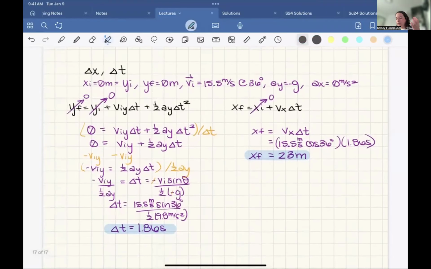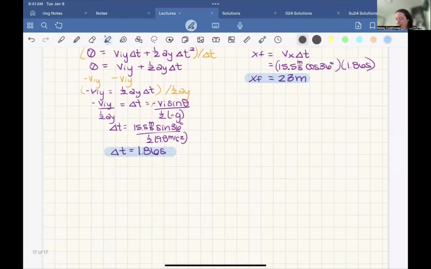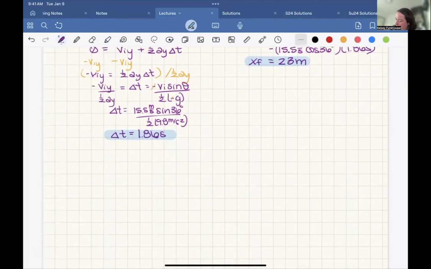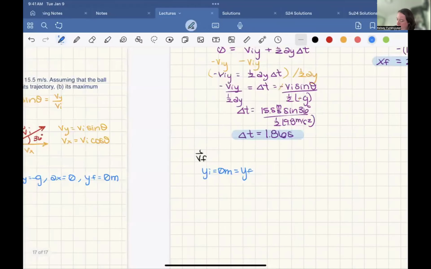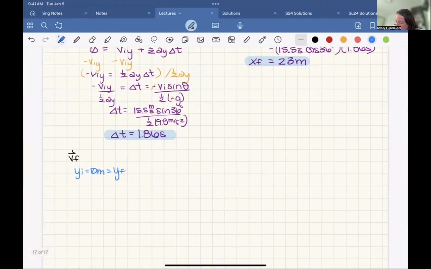Nice. Okay, one last thing to get, and that's the final velocity. I did give you a hint about that in the lecture, but we're still going to calculate it just to show. And sorry, this lecture is getting a little bit long. So, what do we know? We know y initial equals 0, which is also equal to y final. X final we just found is 23 meters. We found the time interval of 1.86 seconds. And I'm not going to write it again, but our accelerations and initial velocities are the same as before.